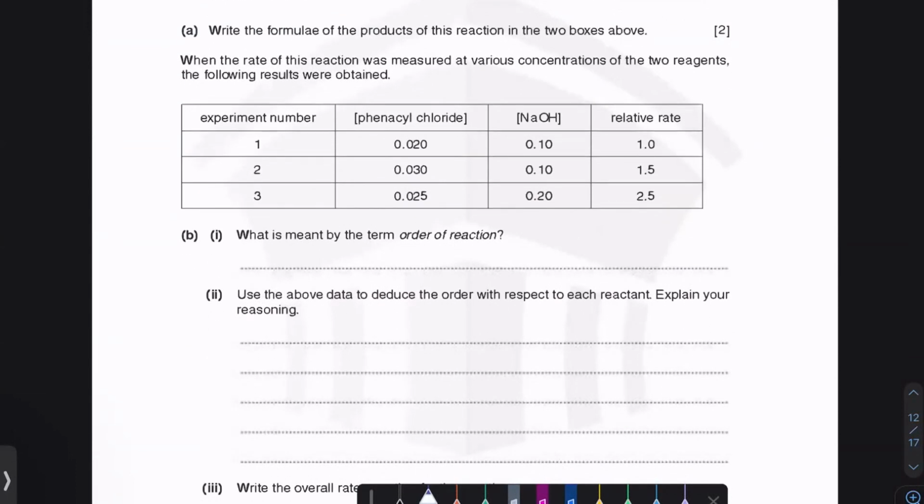ये तो इस चैप्टर का क्वेश्चन नहीं है वैसे तो. Deduce the order. ठीक है, this is the previous chapter. Do you want to review it? या बस आगे चलें?